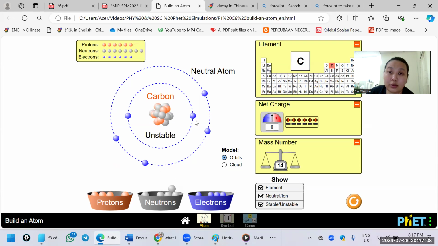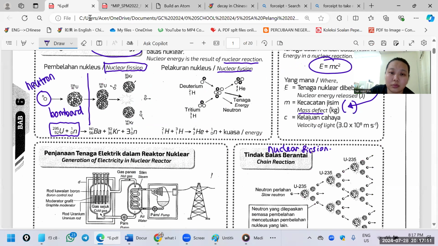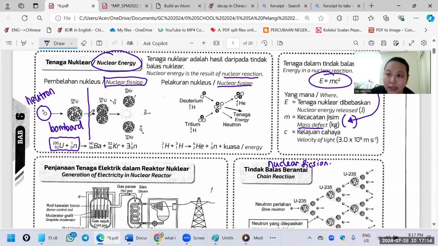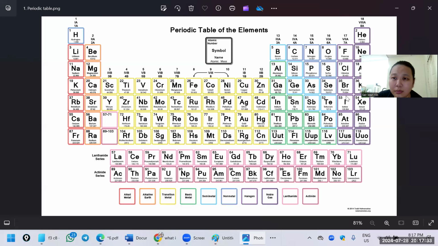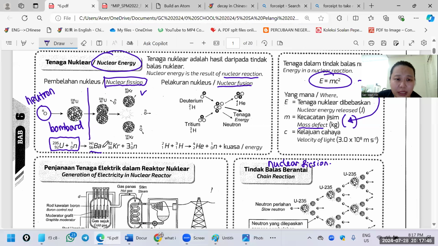Okay, so 14 is not stable. So when not stable, they try to split out something. So what do they split out to become? They split out to become chromium. Okay, sorry, boron. What is it? Bromine. No. I forgot what it is already. Br, Ba, and chromium. This is Ba.